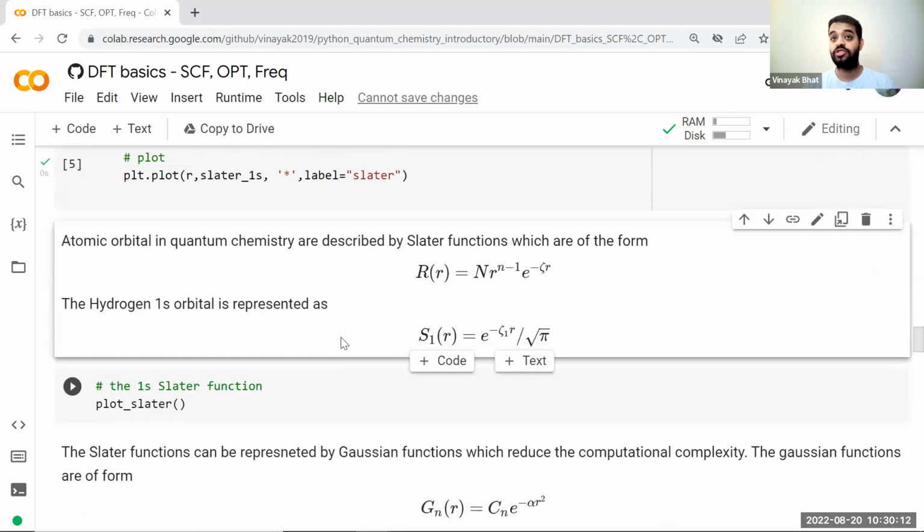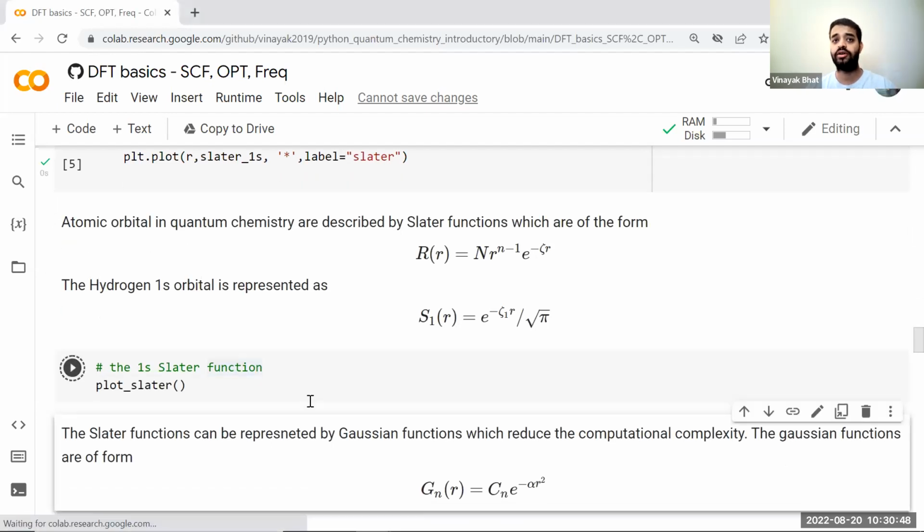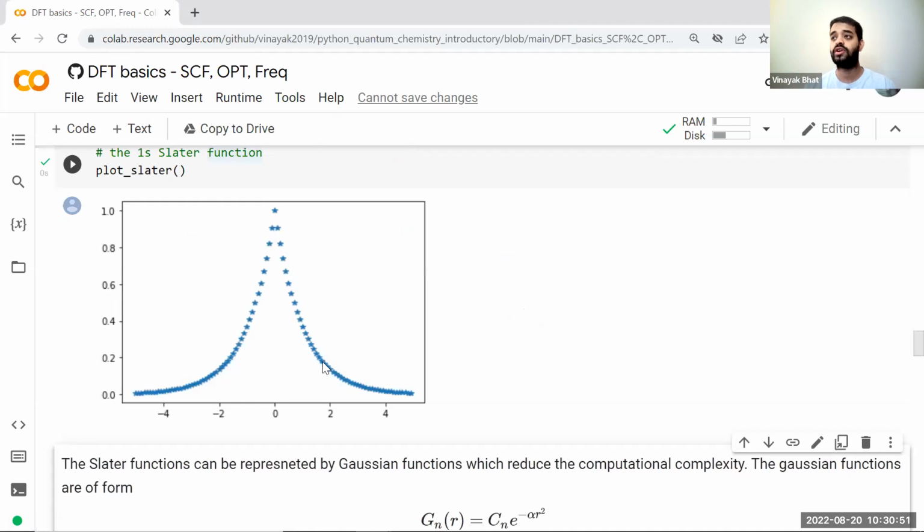For describing an electron, what is happening is, for the position of an electron, we have something called wave functions. The little r that we saw earlier, those are the coordinates of electrons, and that can be described with this equation, which is called a Slater function. We'll not see the derivation and all of that stuff, but for the hydrogen 1s orbital, if you want to represent an electron that is in hydrogen 1s, the function looks like this. And we'll just plot it.